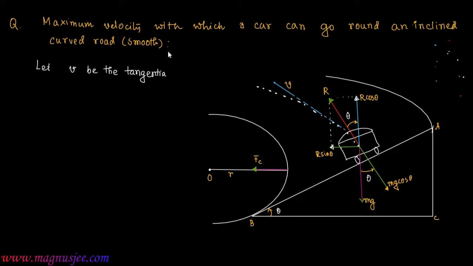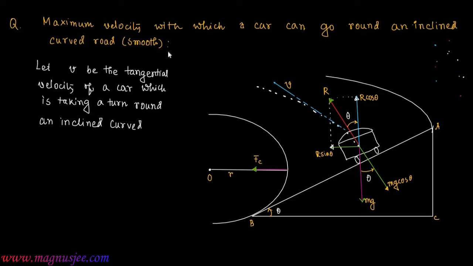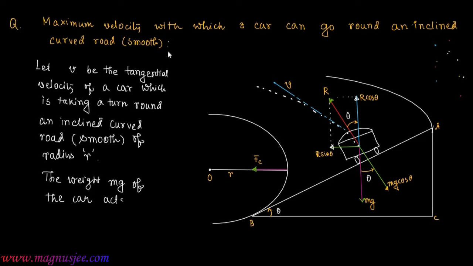Let v be the tangential velocity of a car which is taking a turn around an inclined curved road, and that inclined curved road should be smooth, of radius r. Now the weight mg of the car acts vertically downwards.